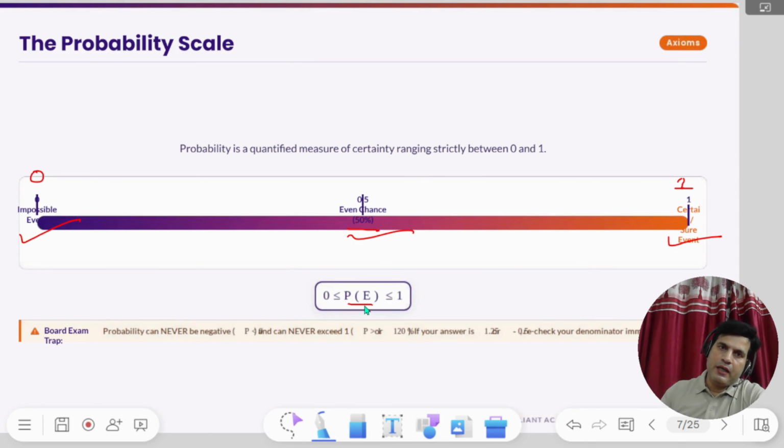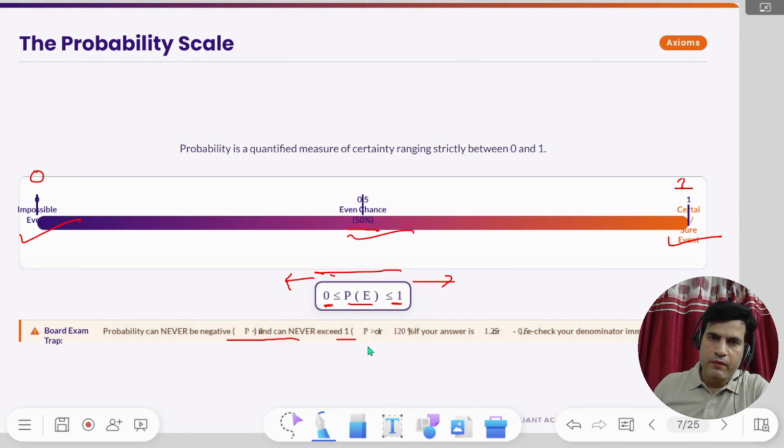So probability lies between 0 and 1, either equal to 0 or equal to 1. Probability lies in this range and does not go beyond it. If it goes beyond this, then it is not a probability. Probability can never be negative or exceed 1. So it cannot be more than 1 or negative. If your answer is like that, check the denominator immediately.